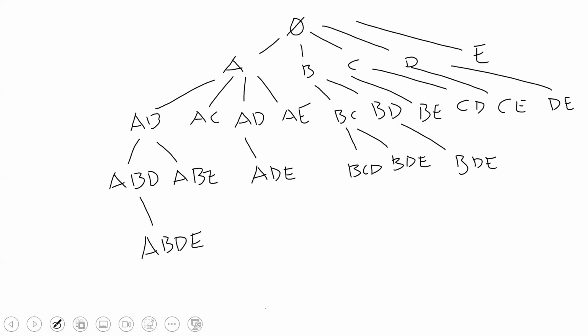Okay, let me write the supports of everything. Support of this is 5, 2, 4, 5, 3, 5, 5, 2, 2, 4. ABD is 4, 5, 4, 2, 2, 4. For this it is 4.